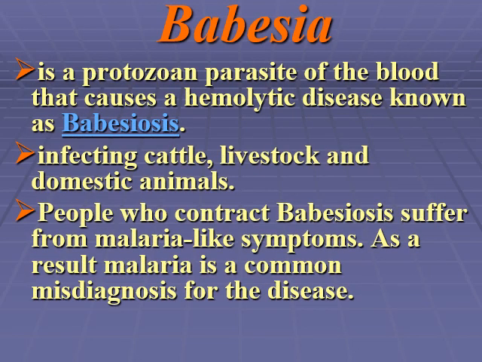طبعا إلى هذه السلايد السابق خلصنا الكلام عن الملاريا. عندنا مرض آخر سببه باراسايت البابيزيا والديزيز هو البابيزيوسيس. It is a protozoan parasite of blood that causes hemolytic disease known as babesiosis. Infecting cattle, livestock, and domestic animals. إذن هو zoonosis مو مثل الملاريا.